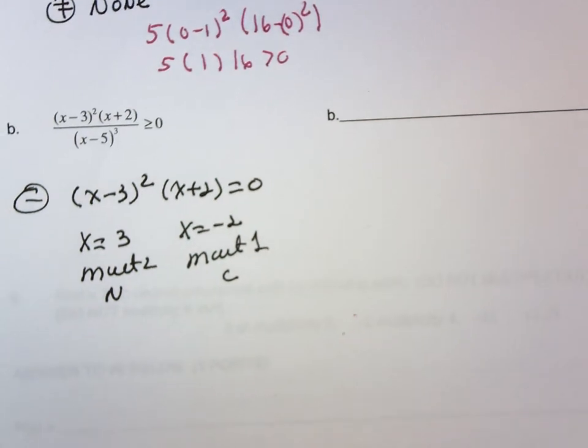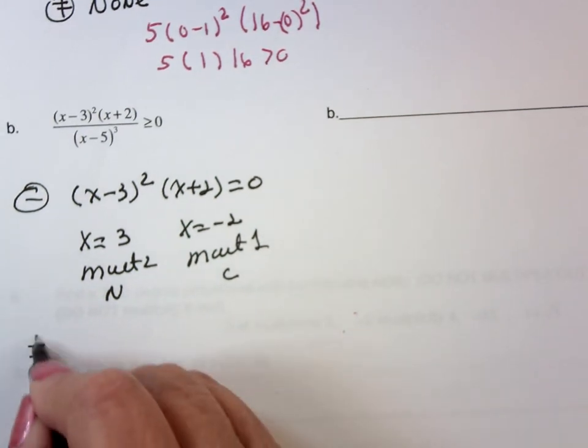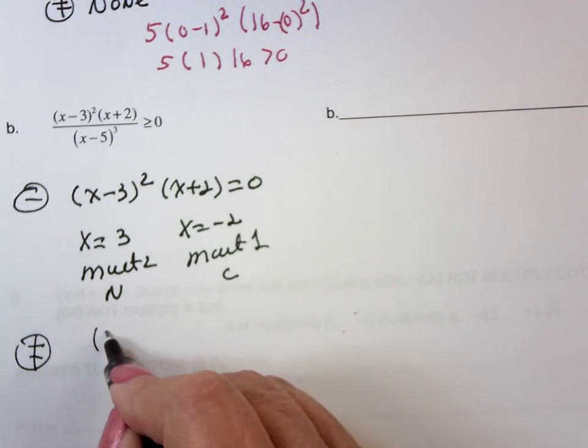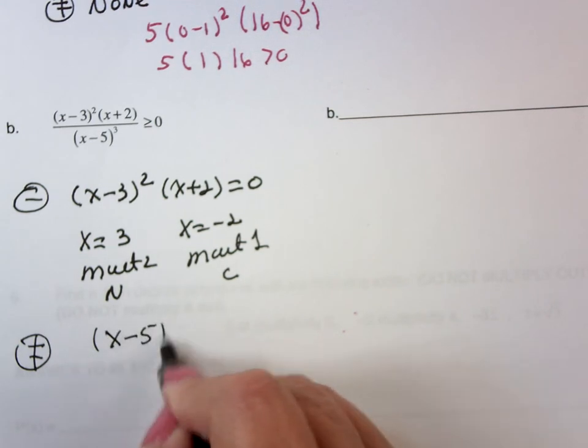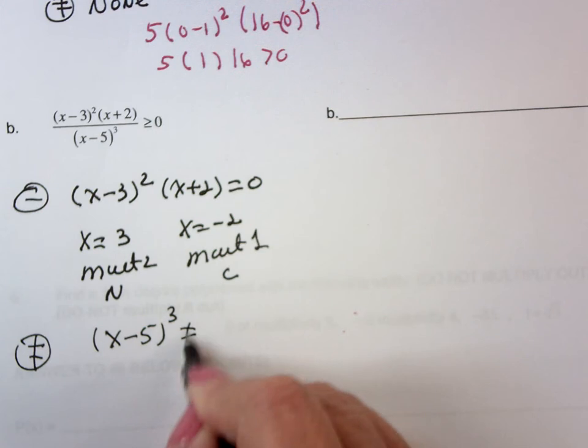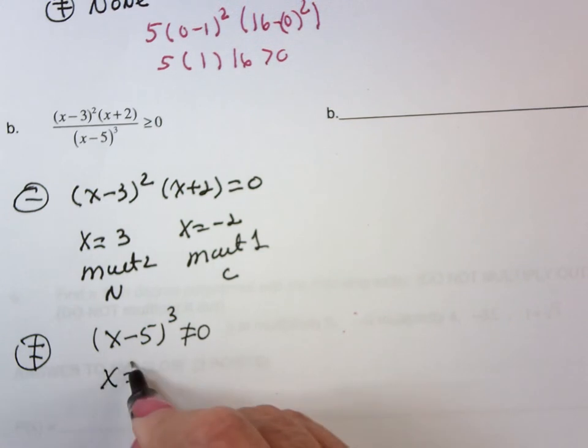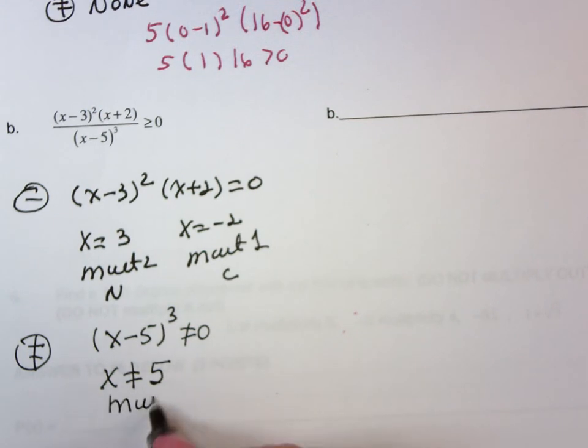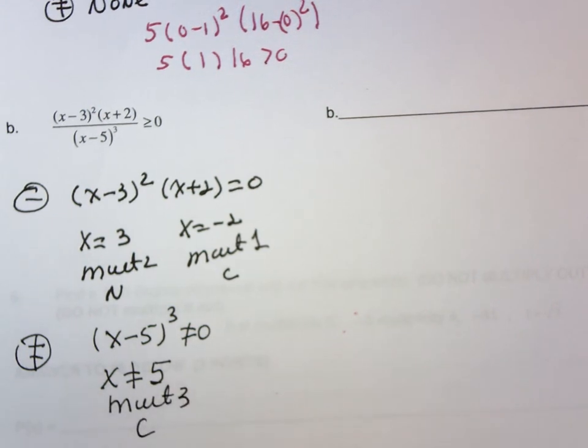Now pick up the VAs, or domain restrictions. That's the not equal. So that's (x minus 5) cubed, can't be 0. So x can't be 5. This is multiplicity 3, so change.